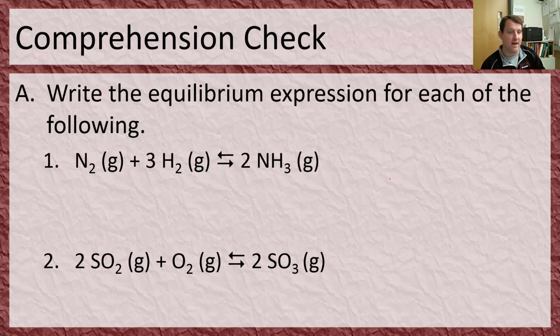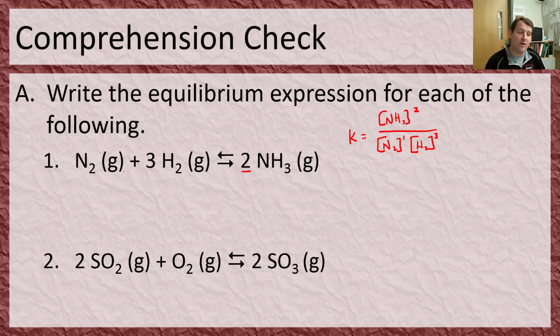All right, so let's do this together. So for this reaction, K is equal to, remember it's the products, there's only one product here, the concentration of NH3, and it has a 2 in front of it, so I know I have to square that, divided by the reactants. I've got the concentration of N2 and the concentration of H2. Those are my reactants. N2 is raised to the first power, 1. You don't have to write that if you don't want to. And H2 is cubed. That is the equilibrium expression.